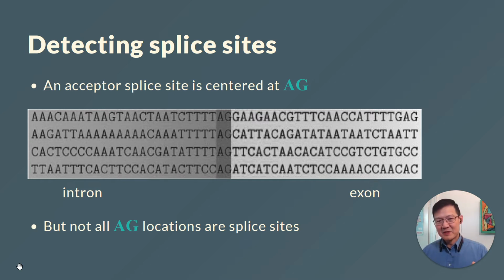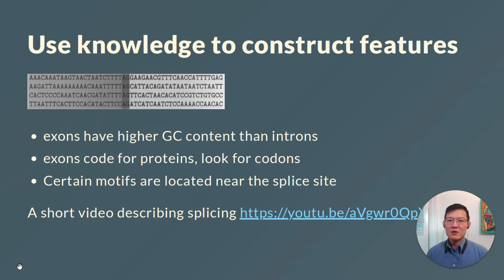So 1 in 16 possibilities on the genome, assuming it's uniformly distributed, are potential splice sites, but only a very few of them, very rare ones, are actually true splice sites. Okay? So now, if you want to cast this as a machine learning problem, how do you detect which of these sequences are actually splice sites?